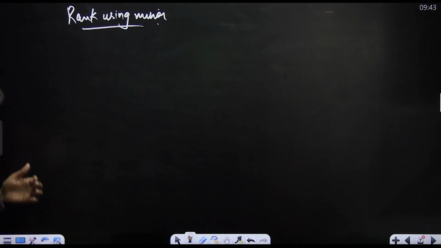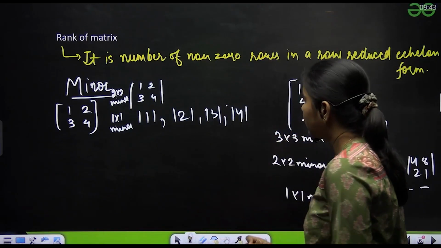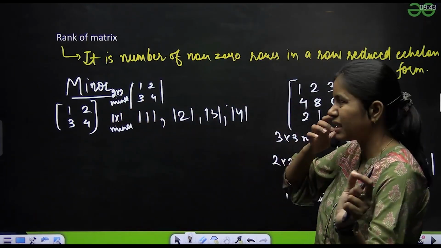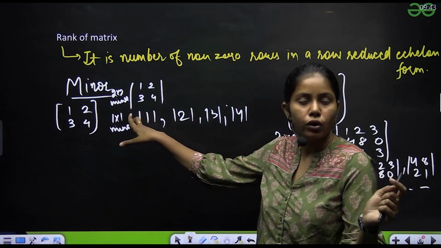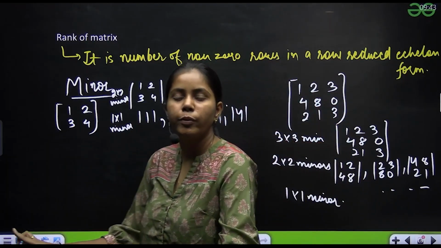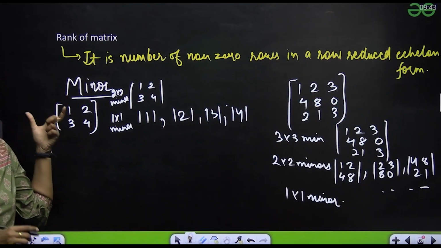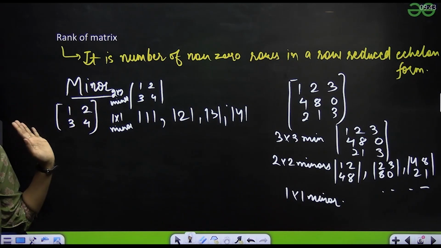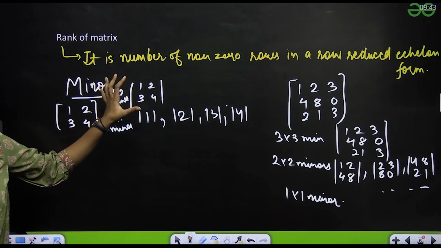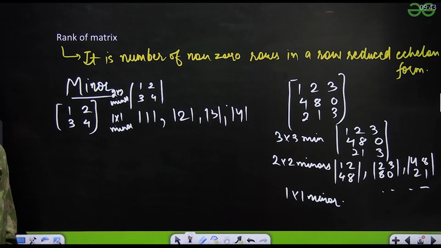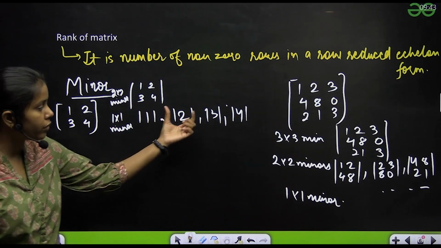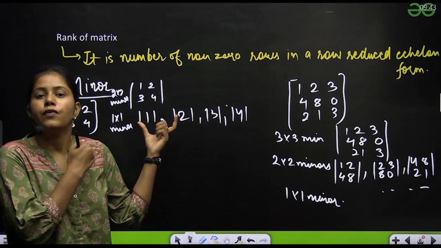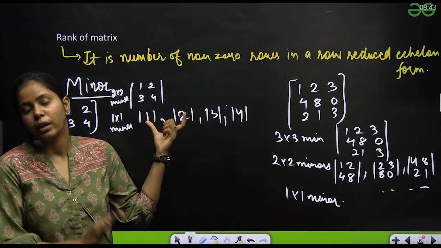For that, what would you do? First, you would find out the determinant. If you have to find the rank of a 2 cross 2 matrix, you would find its determinant. If that determinant is non-zero, rank would become 2. If that determinant is 0, then you would go for the 1 cross 1 minors. If any one of the minors is non-zero, rank would become 1. If all of the minors are 0, then rank would become 0.